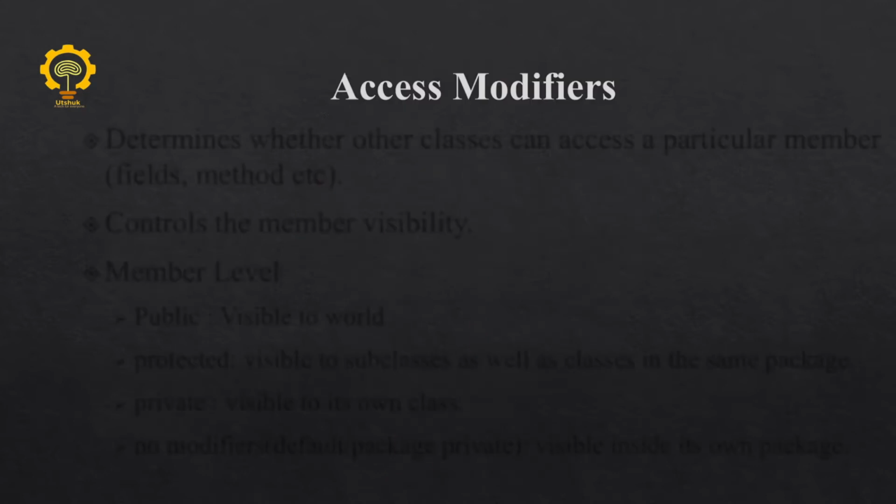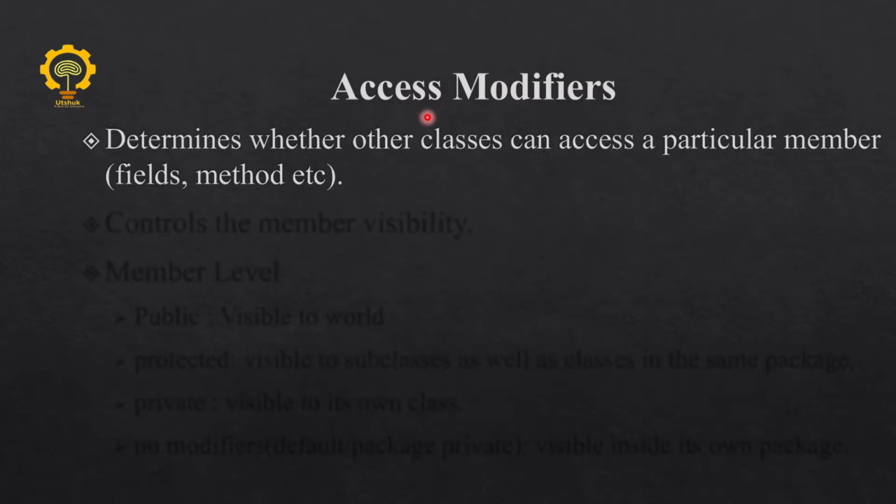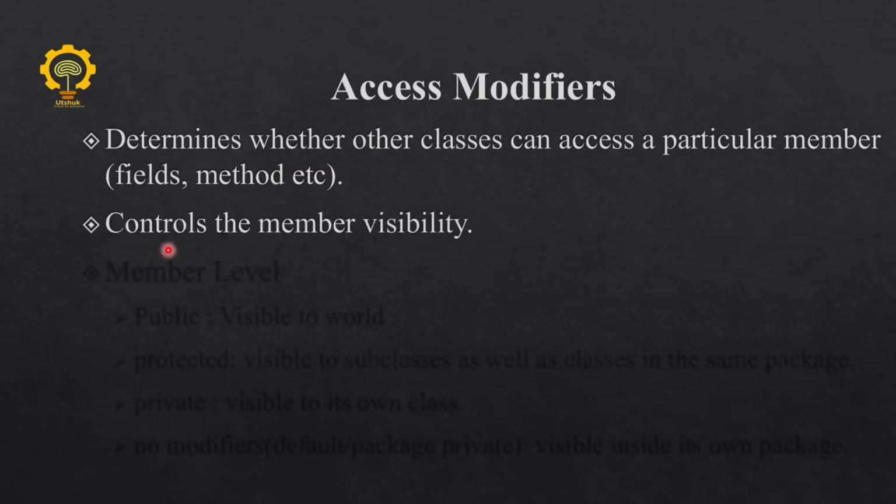In this video tutorial, we're gonna discuss the access modifiers in Java. Access modifiers in Java determine whether other classes can access a particular member, field, or method or not. Whenever we define the access modifier as public, private, or protected, it determines whether other classes can access a particular member or not.